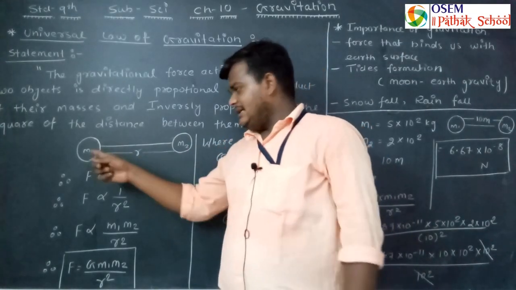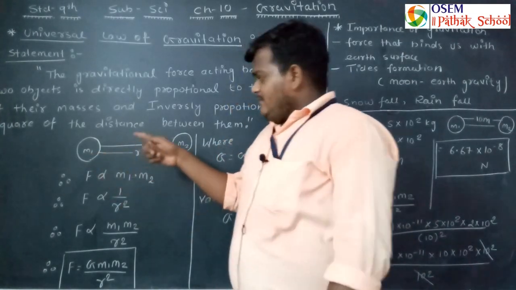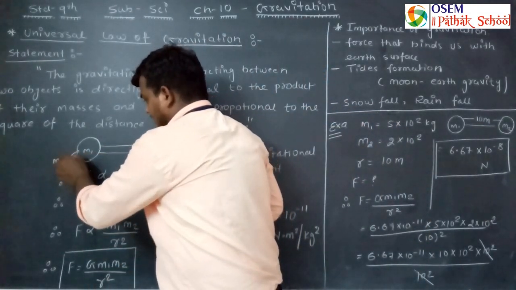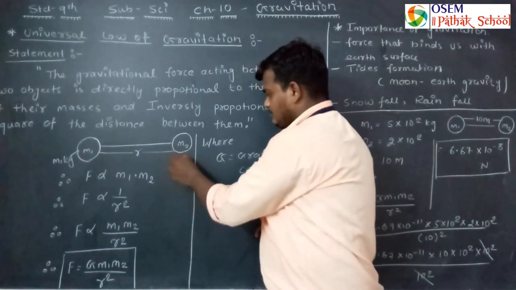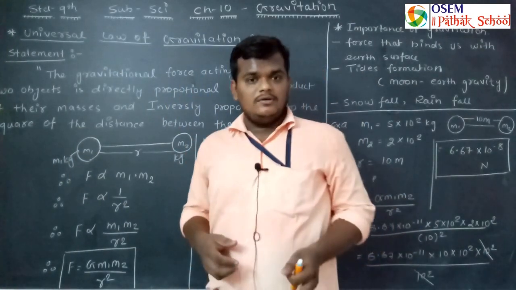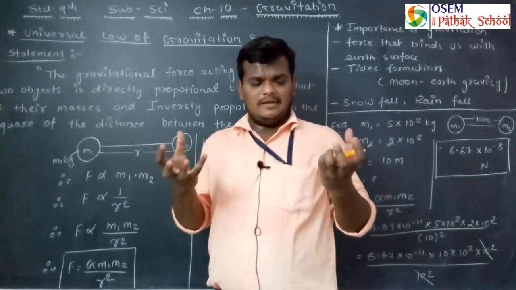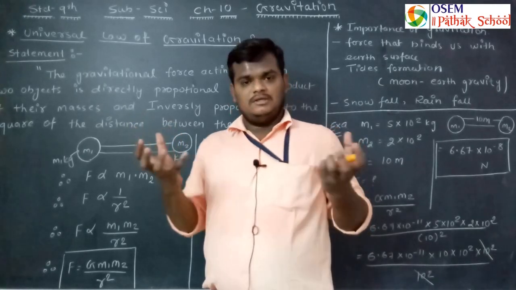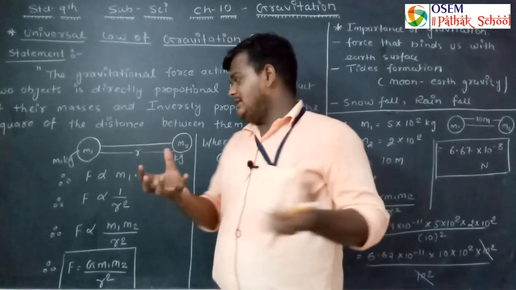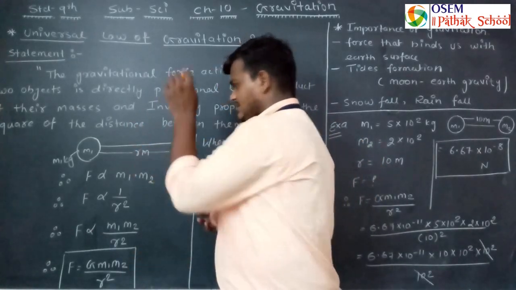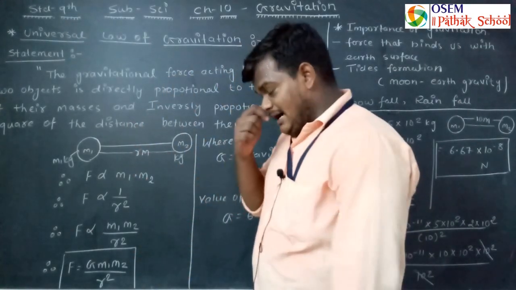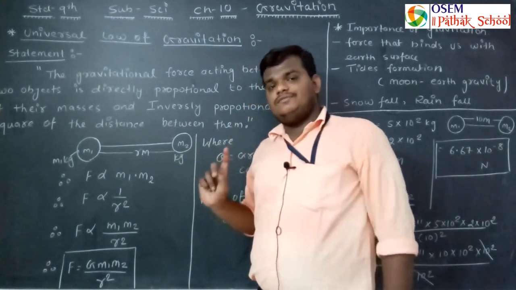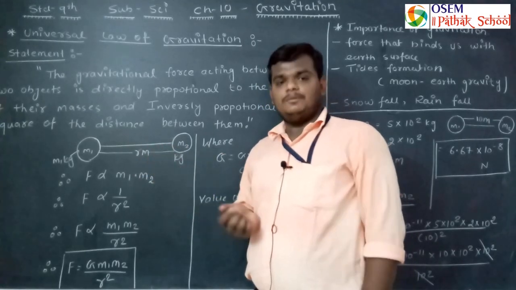So we know that I am denoting here first ball has mass m1 kg and second ball has mass m2 kg. So I am assuming that the distance between the centers of those two balls is r meter. I am assuming, so distance is r meter. So now I want to calculate the gravitational force which is acting between these two objects.